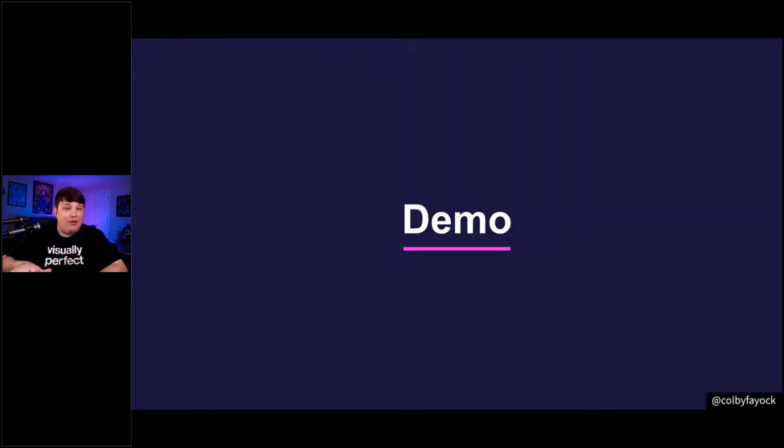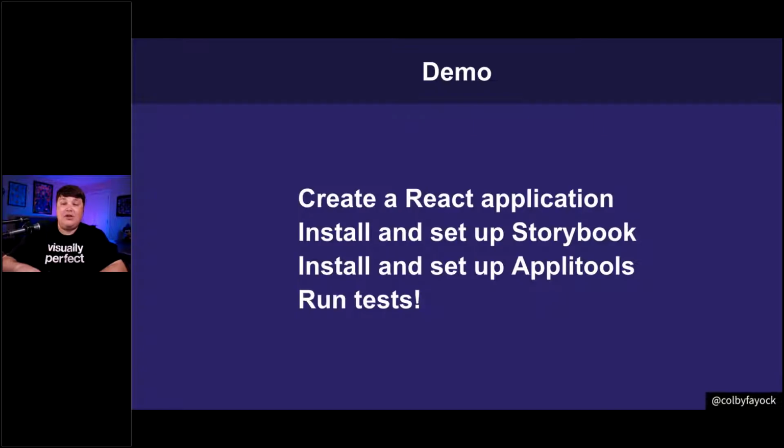To see how that all works, we're going to run through a demo of adding Storybook to a new React project from scratch. So here's what we're going to go through. We're going to first set up a new React application using Create React App. We'll then install Storybook on top of that, where we'll be able to see what Storybook looks like. Then we'll install Applitools for our automated visual testing, where we'll run some tests and see how that works. So let's get started here.